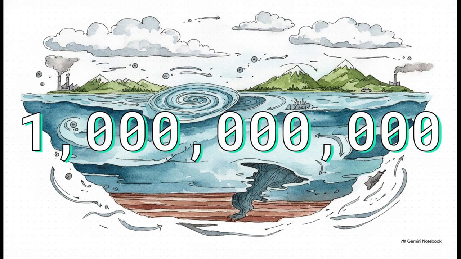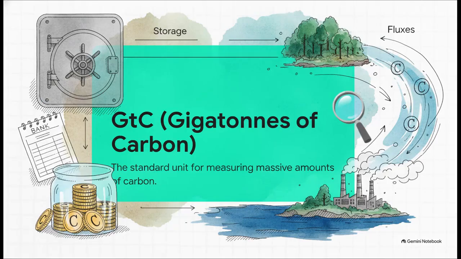And as we go through this today, I want you to keep this crazy scale in mind because we're going to be tracking tens of thousands of these billions of tons as they continuously flow all around the globe. So our official currency for this audit is GtC, or gigatons of carbon. As we dig into the numbers, we're going to focus on two fundamental concepts.